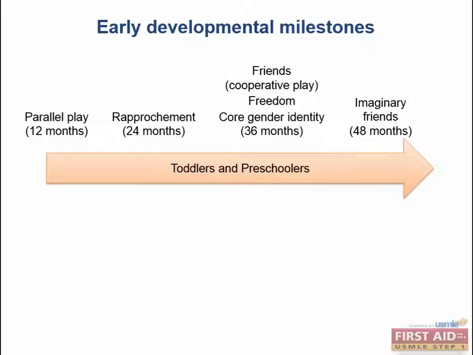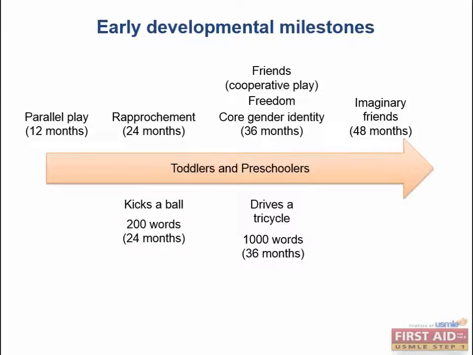As far as motor and verbal milestones, at 24 months, toddlers can kick balls around and have about a 200-word vocabulary. By 3 years, they're scooting around on tricycles and have a vocabulary that's expanded to about 1,000 words. And at 4 years, kids are able to tell detailed stories.